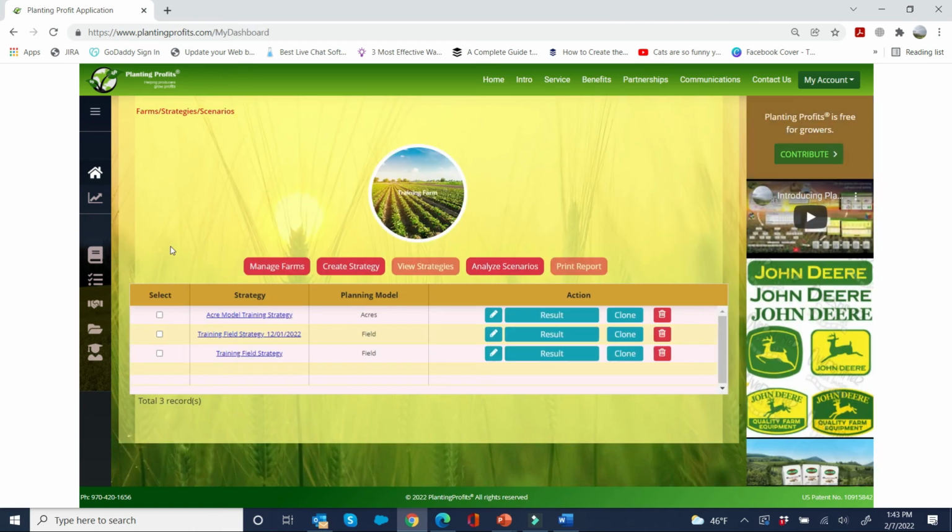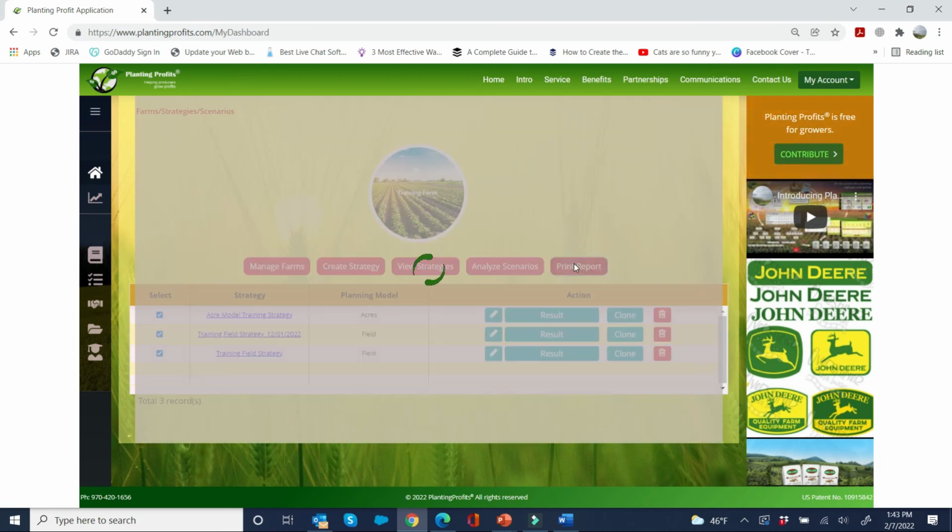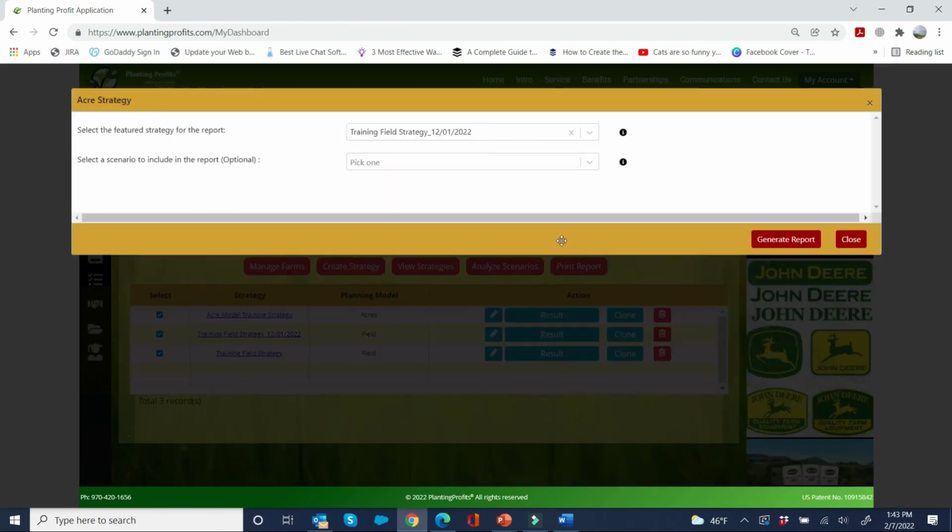Planting Profits Report provide another tool to compare strategies to help find the best one. To generate a printable report, click on Farms, Strategies, Scenarios. Select which strategies to include in the report. Click Print Report. Select the featured strategy. The featured strategy includes all input and output details for that strategy. The other selected strategies are shown at a summary level for comparison. You can also include scenario as points of comparison in the report. Click Print to generate the report.